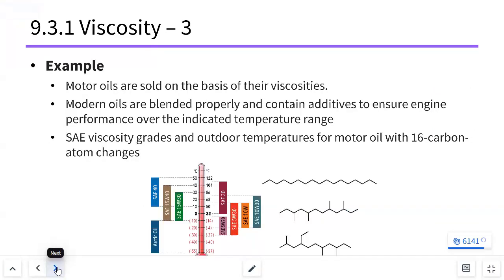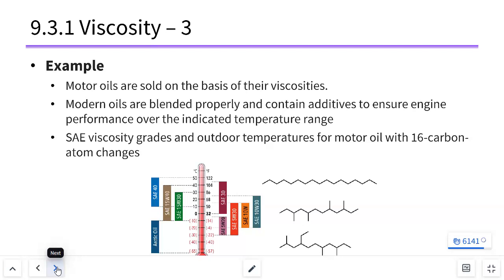Now, viscosity is not limited to just hydrogen bonding and polar molecules. In nonpolar molecules, motor oil for example, you can see different kinds of viscosities taking hold. We have different types of hydrocarbons that can be used in the creation of motor oil to give different viscosities.